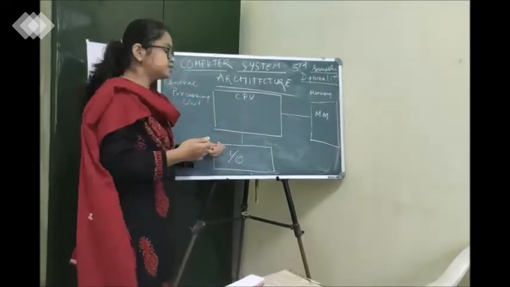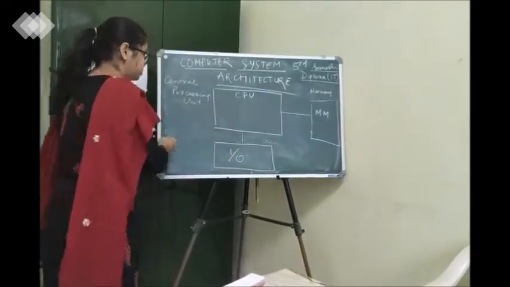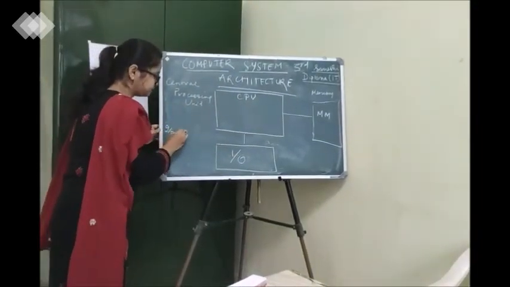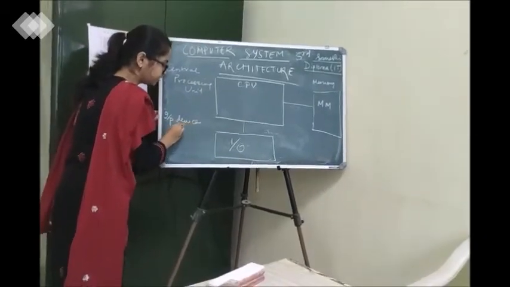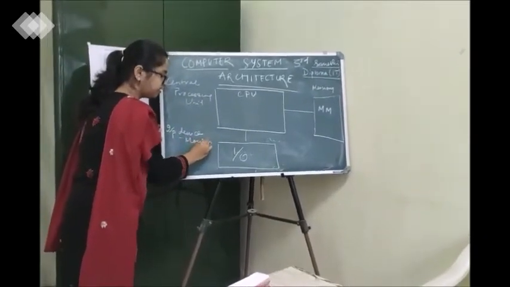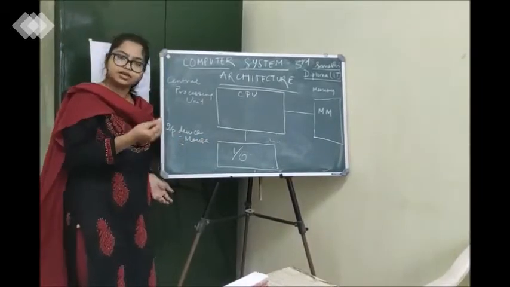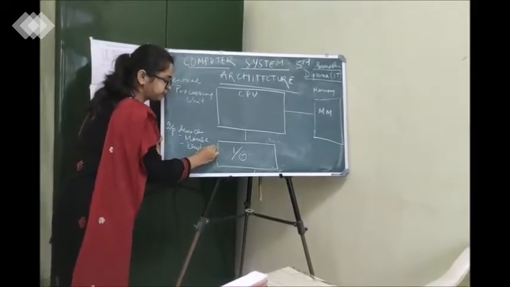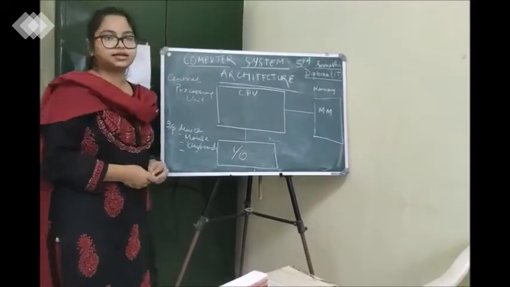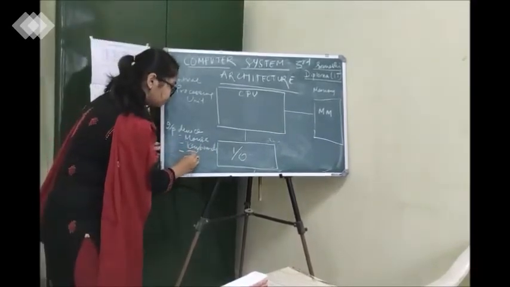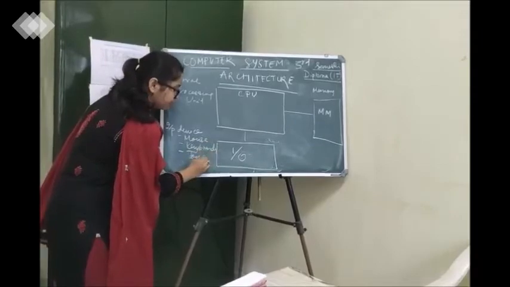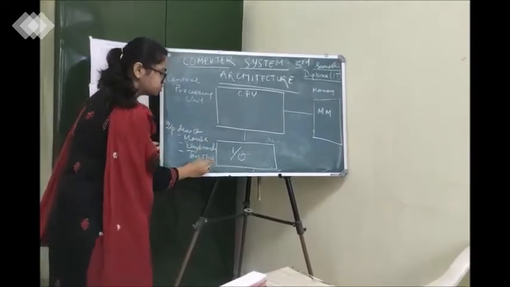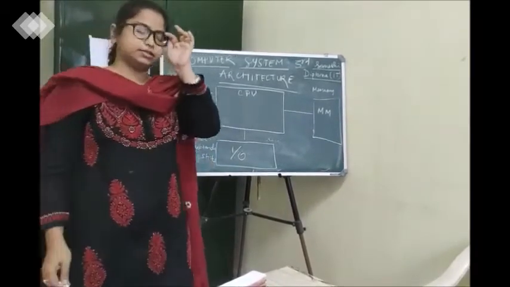So this is one example, mouse, an input device. Similarly, we can also give input through keyboards. And another one is the joystick. Although we do not use it very frequently, joysticks are also one of the input devices.